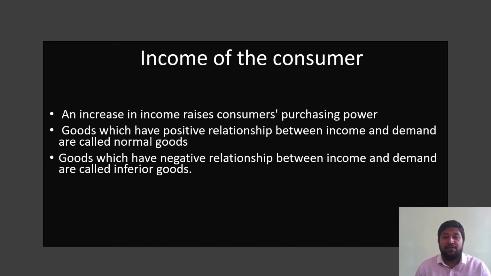And goods which have a negative relationship, which means when income increases, the demand for such goods falls. So those types of products are called inferior goods. Now, if we consider cheap cars, for example, based on the income we earn, we tend to buy cars and other products also. But once our income increases, we rush to buy expensive cars. So that means when income increases, the demand for cheaper cars falls. So those types of products are called inferior goods.